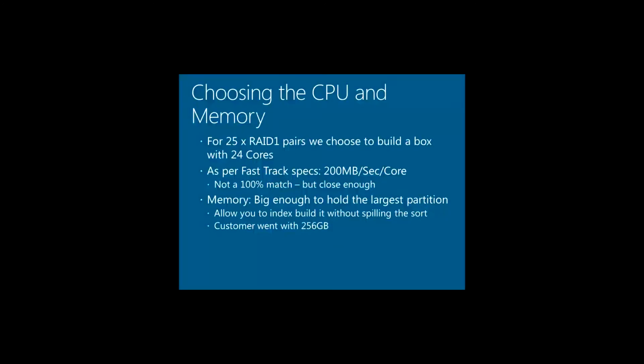Choosing CPU and memory, for 25 RAID 1 pairs, we chose to build a box with 24 cores. For this generation of processors, the calculation average is that these cores can consume 200 megabytes per second per core. It's not quite a match, but we think it's close enough.